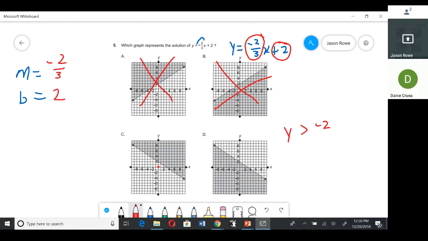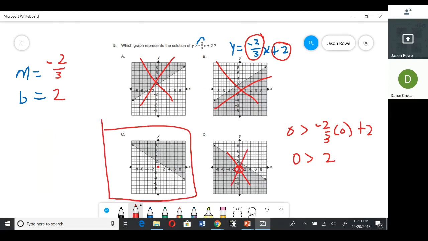So when we plug (0, 0) in here, we get 0 is greater than negative 2/3 times 0 plus 2. So negative 2/3 times 0 is 0, so 0 would have to be greater than 2, which is not true. Don't shade the origin. So it can't be D because (0, 0) is shaded there, right? Right. So that one's out. It has to be C as our answer.